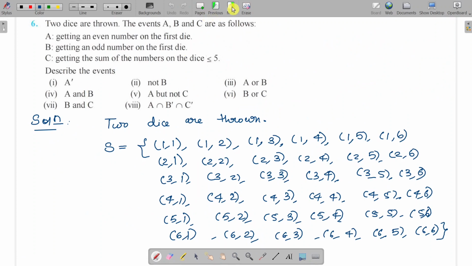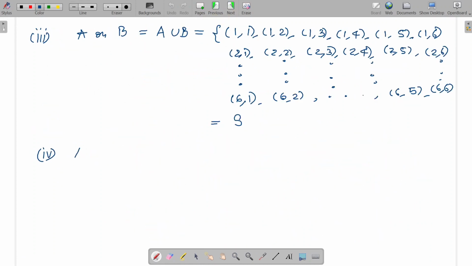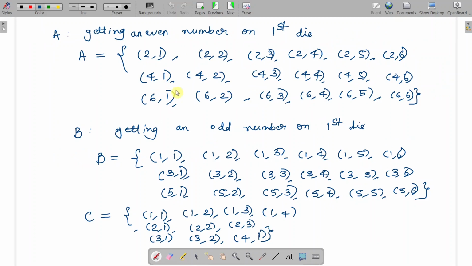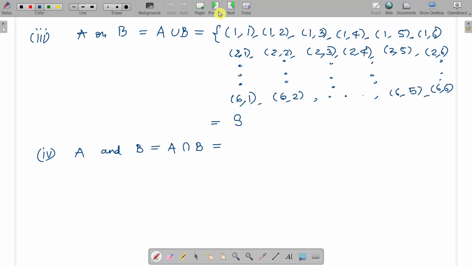So, fourth one is A and B, A and B, and you know that A and B means simply A intersection B in set notation. So, this will be equal to, now if you look at A and B sets, these are totally different sets, there is no point common in them, right. So, A intersection B will be the empty set, right. So, that is the fourth.